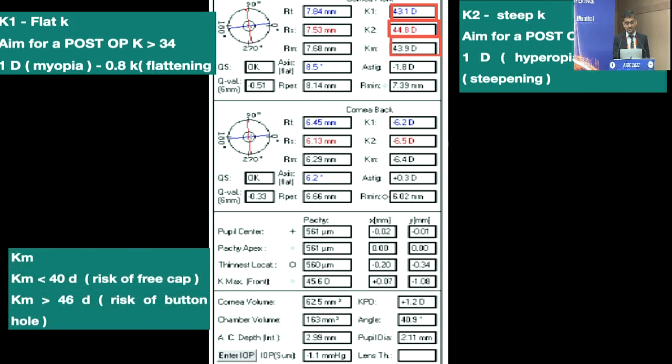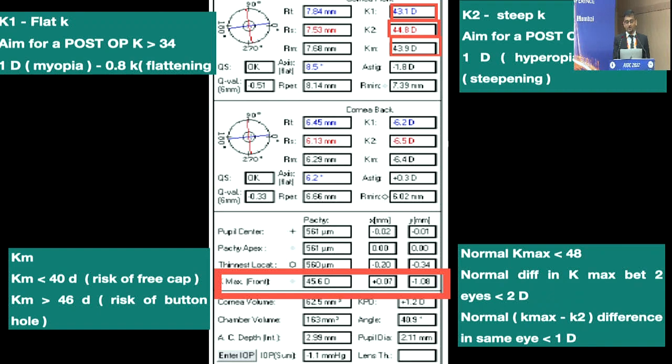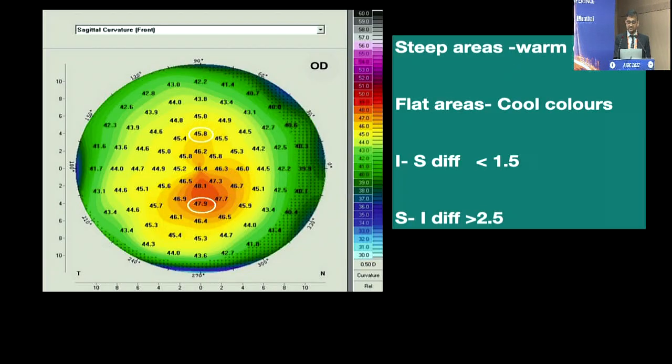Then you have mean K, because anything below 40 will have a risk of free cap, more than 46 will have a risk of buttonhole. And K max, anything beyond 48 is a red flag. The difference between the 2 K max between the 2 eyes should be less than 2 diopters, and the difference between K max and the steep K in the same eye should be less than 1 diopter.